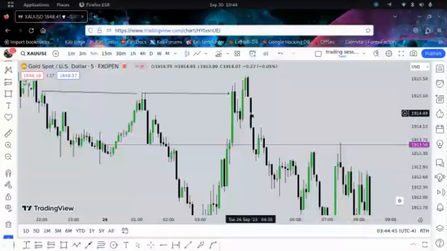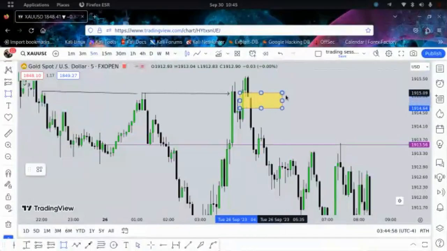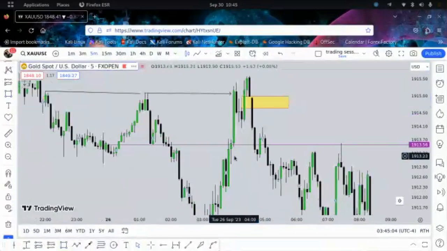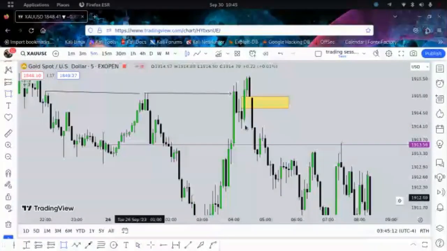My first entry was on this balanced price range, BPR, because a balanced price range is when two FVGs meet each other. That's also an entry model. So at first I was aiming for this balanced price range, and also for this breaker block. You can see this breaker block. This is a bearish breaker.